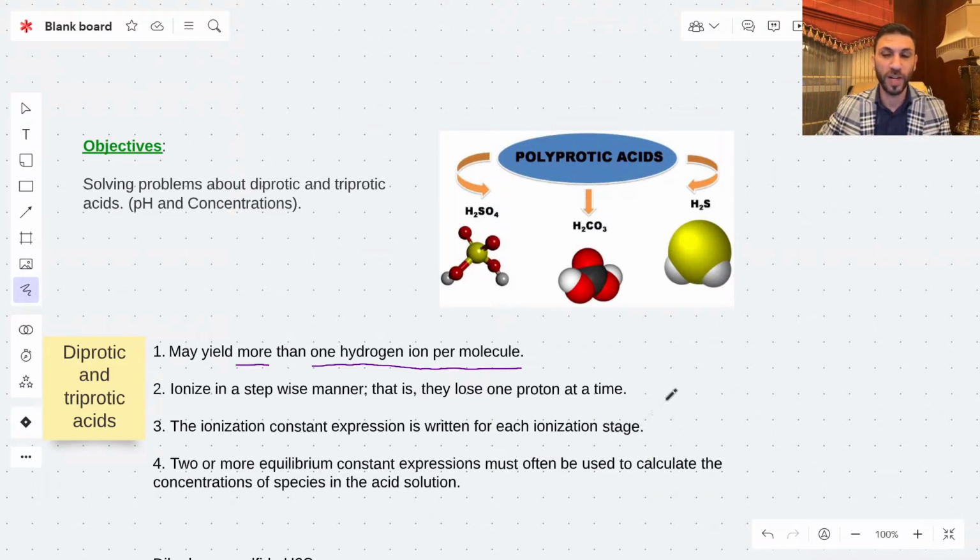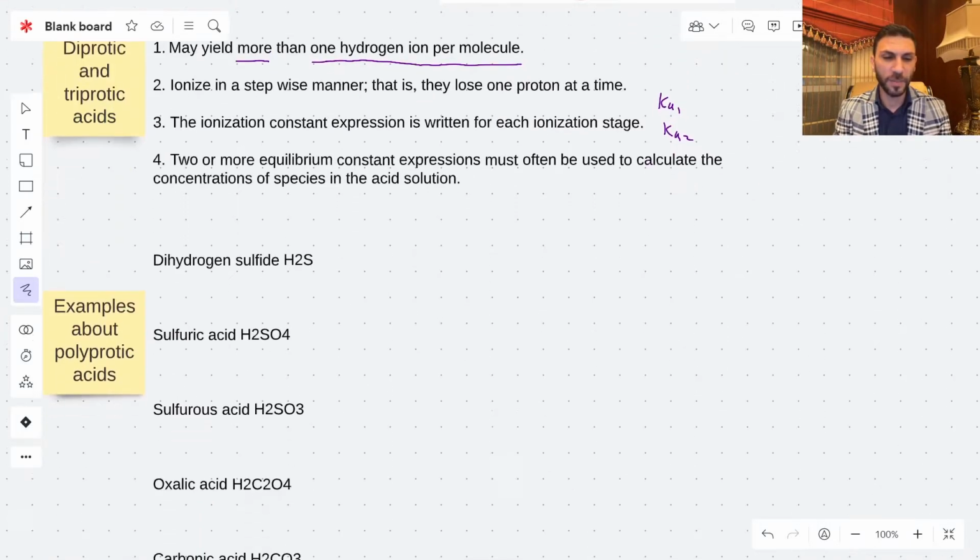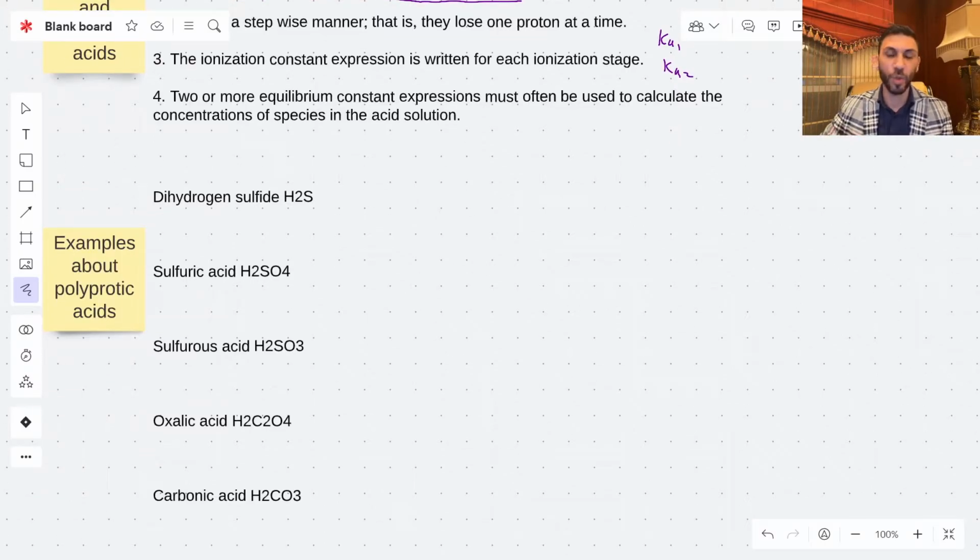That's why you will find that we will have Ka1 and Ka2, and if we have a triprotic acid, we will have Ka3. Also, two or more equilibrium constant expressions must often be used to calculate the concentrations of species in the acid solution. All right. Let's have some examples about those polyprotic acids.